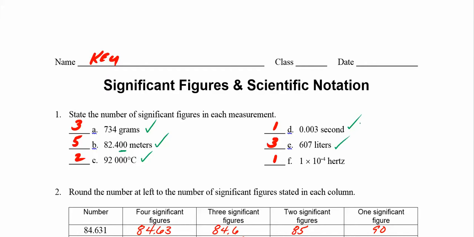Let's look at F. We have 1 times 10 to the minus 4th hertz. All right, that's a unit of frequency. So 1 times 10 to the minus 4th hertz. Remember that this is the only number that matters. There's one significant digit there, so I have a total of only one significant digit in my answer.